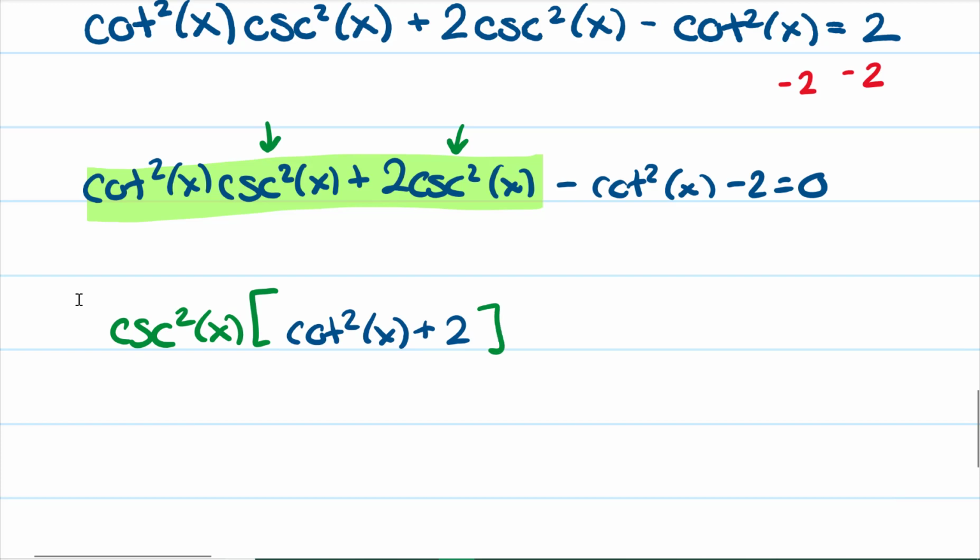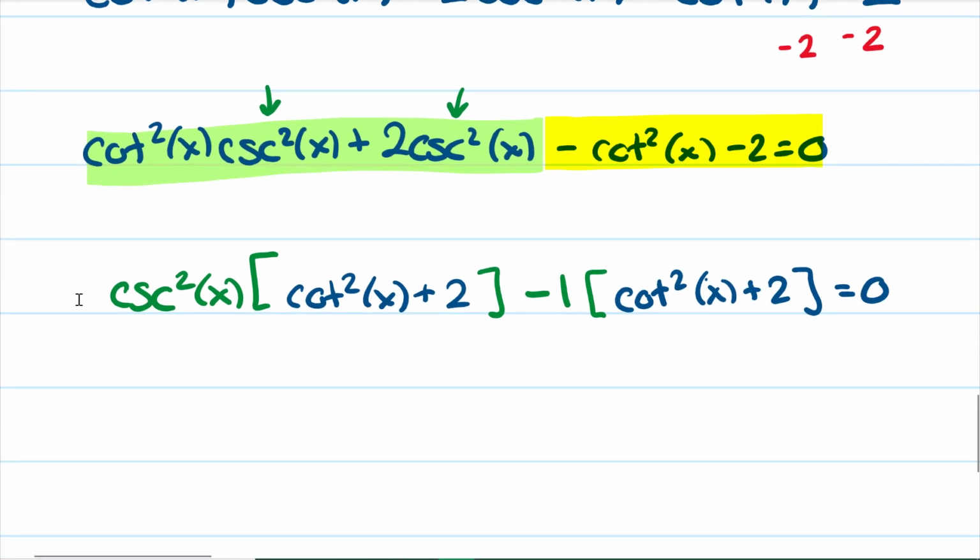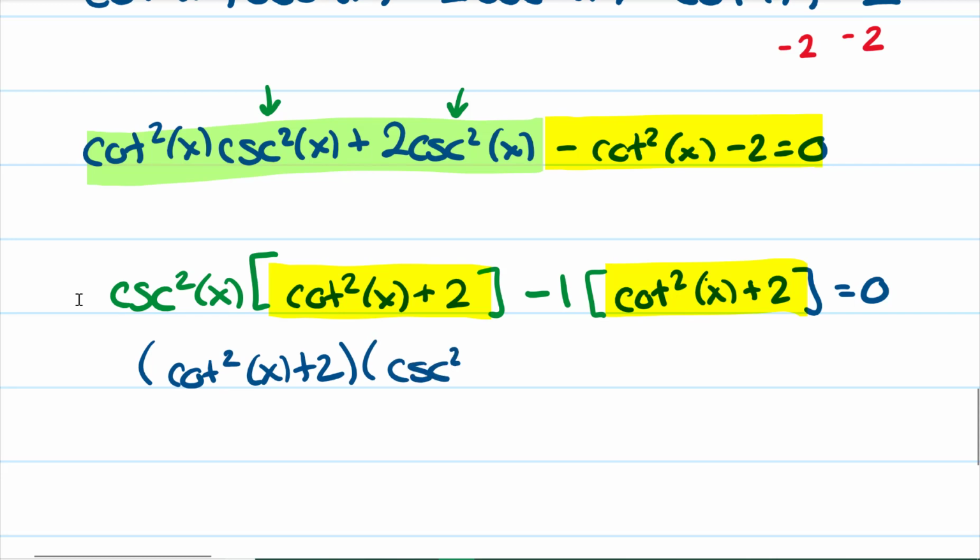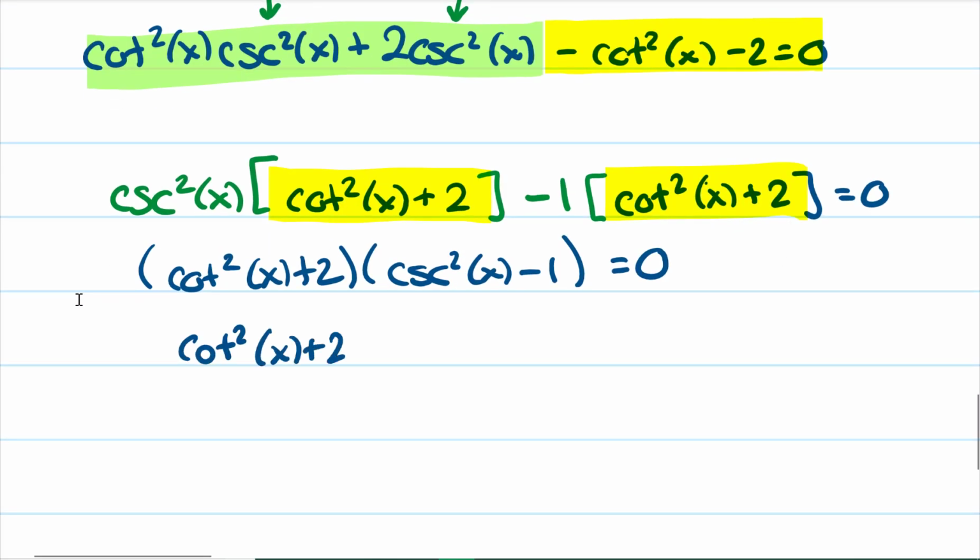And then in my second 2 terms, I can factor out a negative. So I factor out a negative 1, and I'm left with cotangent squared plus 2. And now both terms have that cotangent squared plus 2 in common, so I can factor that. Cotangent squared plus 2 times cosecant squared minus 1. And I set that equal to 0. And now using the zero product property, I can set those both equal to 0.